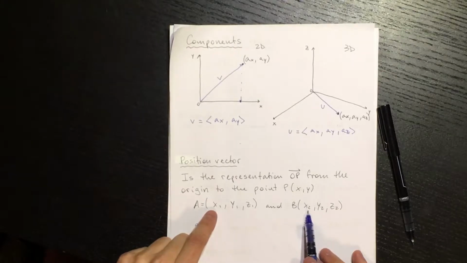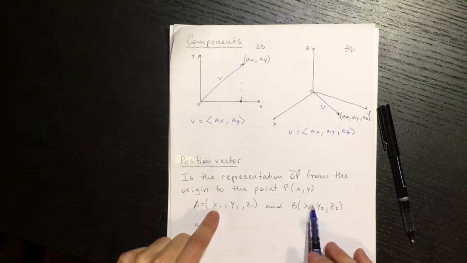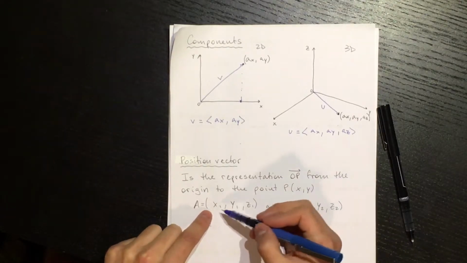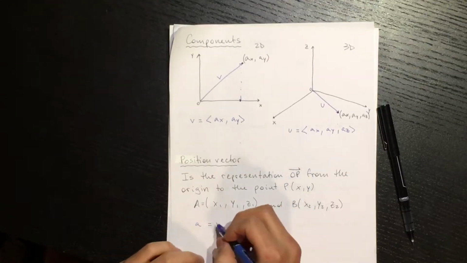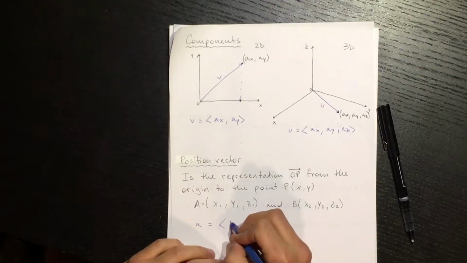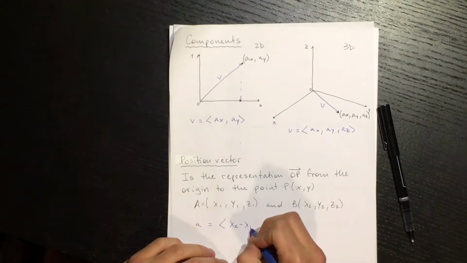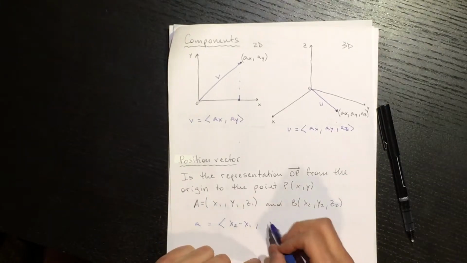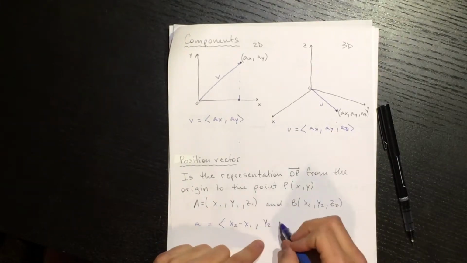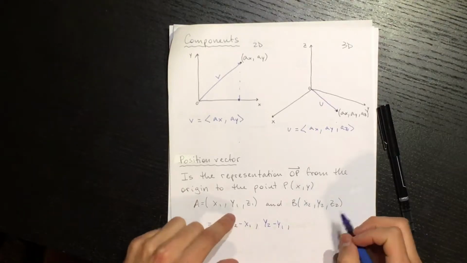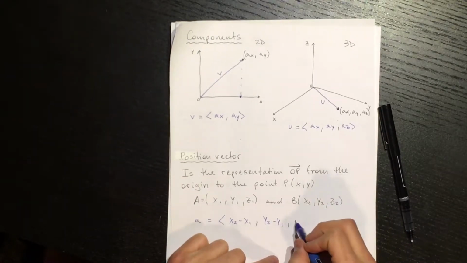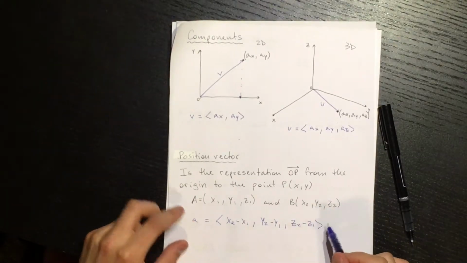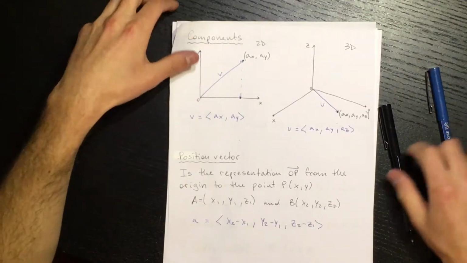components in x. You subtract them, so it's where it ends, which is in B here. So we're going to have the x component minus the initial component of A. So it's going to be x2 minus x1. Then on the y axis, it's going to be y2, the final, minus the initial one. And then on the z axis, it's going to be z2 minus z1. This is going to be the vector from A to B in 3 dimensions.